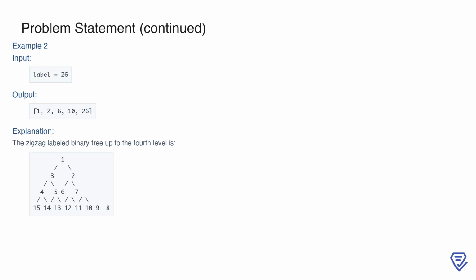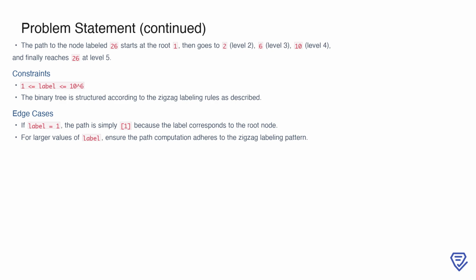The fourth level alternates again to right to left, with nodes labeled 15 to 8. At the fifth level, the labeling resumes from left to right, assigning labels 16 to 31. Using this structure, we trace the path to 26 through the nodes as described. The path to the node labeled 26 can be summarized as starting at the root 1, moving to 2 at the second level, then to 6 at the third level, followed by 10 at the fourth level, and finally reaching 26 at the fifth level.